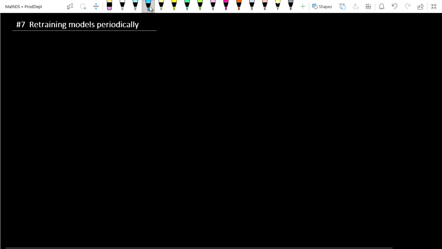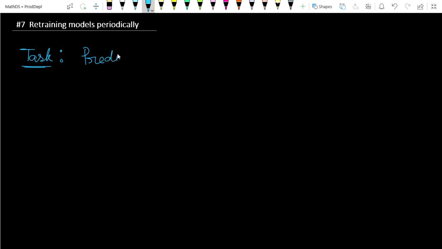Suppose we have a task where we have to predict stock market prices, the stock price for a specific stock. We have to predict it for the next day. That is the task that we have.